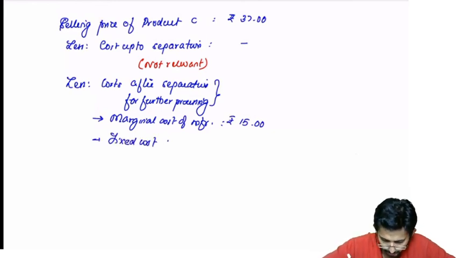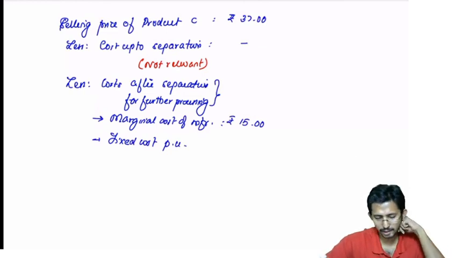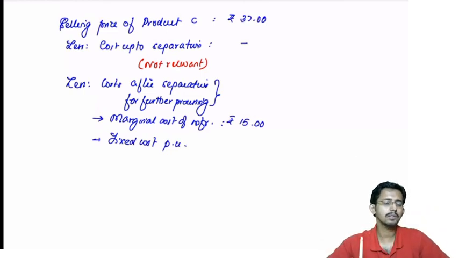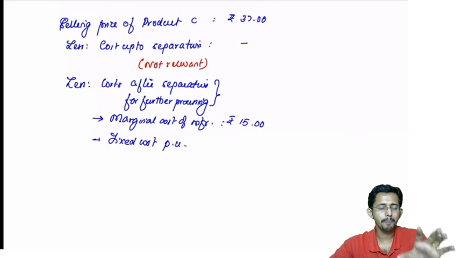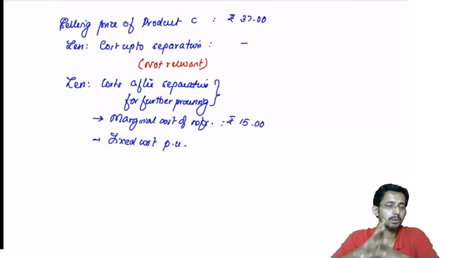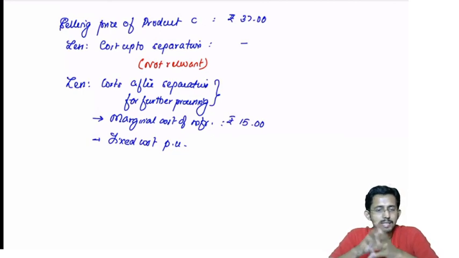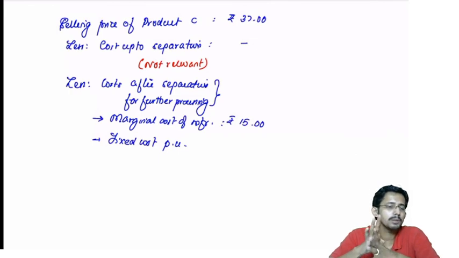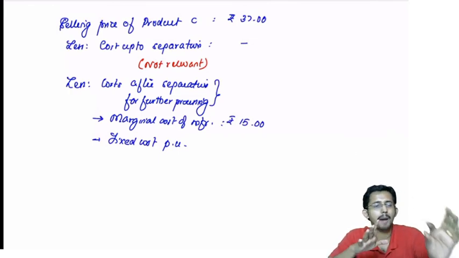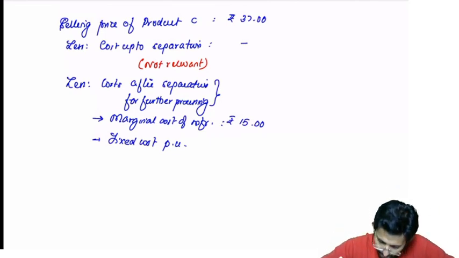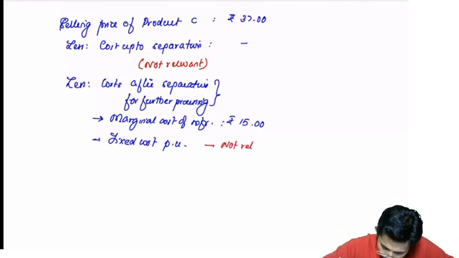Then you have fixed cost per unit. Now friends, here you have to be a bit careful. What is this fixed cost per unit? It is nothing but the apportioned portion of the general fixed cost of the entity. Is there any mention that this fixed cost is a specific fixed cost? No, nowhere are they saying that. So in the absence of information, it has to be assumed that it is an apportioned fixed cost, hence it is not relevant. You can write a note here.